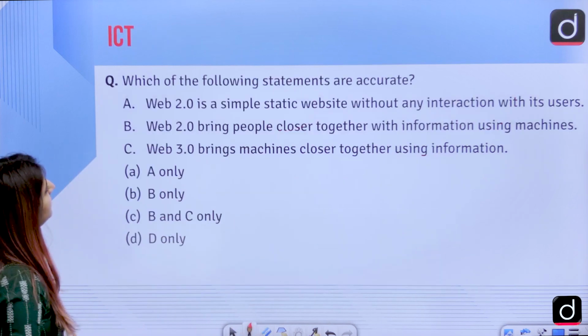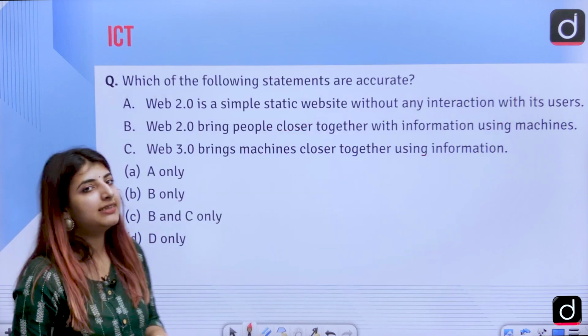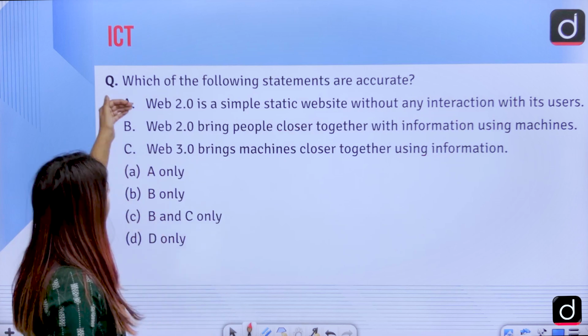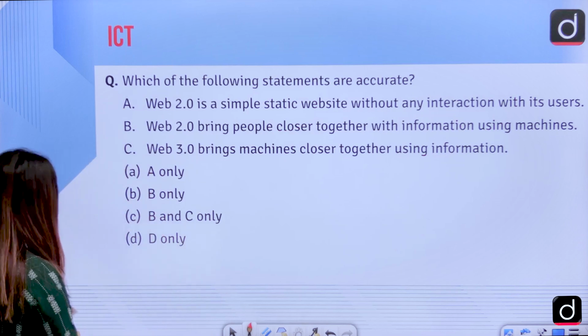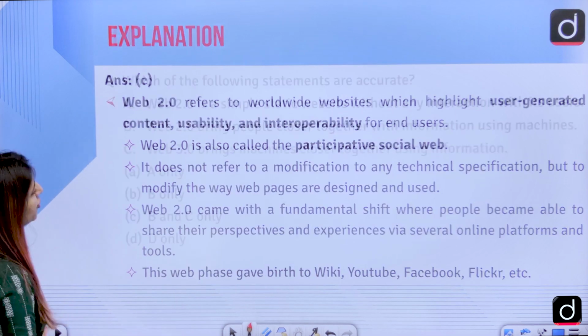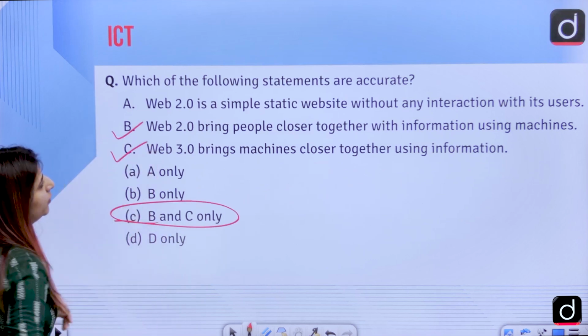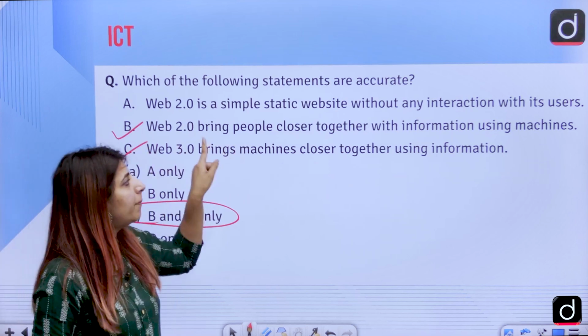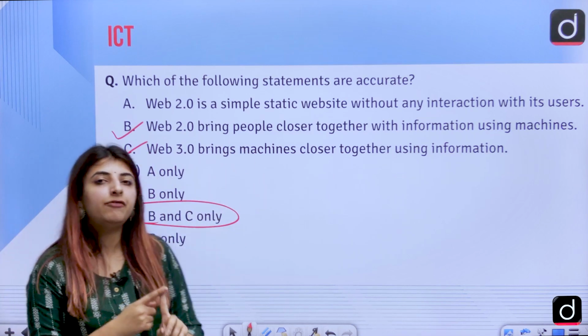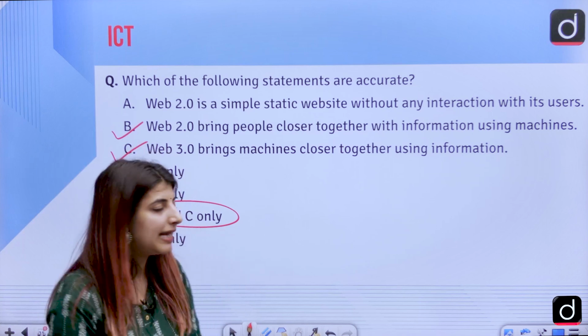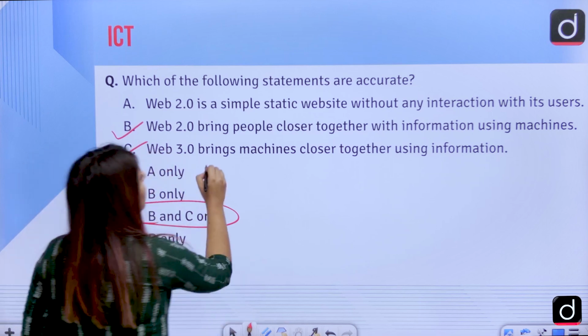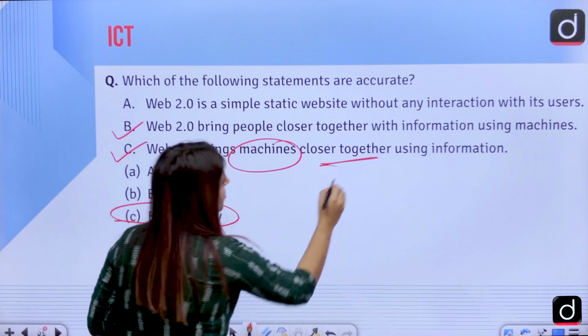Correct? Next is, which of the following statements are accurate? You can answer the question. The answer to this question is option C, that is option B and C only. That Web 2.0 brings people closer together with information using machines and Web 3.0 brings machines closer together using information.